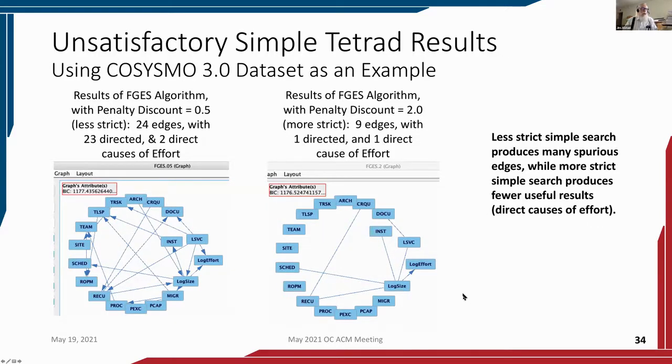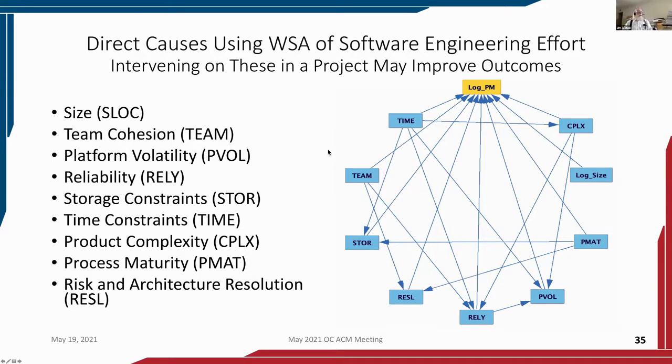And now we can go to slide 35. This is the result of doing a WSA search, an outside algorithm, on the COCOMO II data set. Everything that's here is a direct cause of log person months, that is to say effort. So we have size, team cohesion, platform volatility, reliability, storage constraints, time constraints, product complexity, process maturity, and risk and architecture resolution. That's a number of direct causes, but it's much less than the 26 variables that exist in COCOMO II.